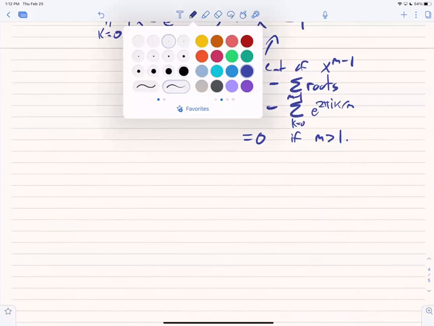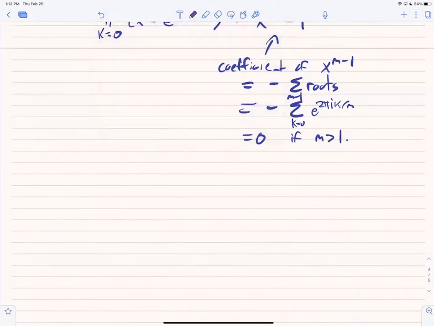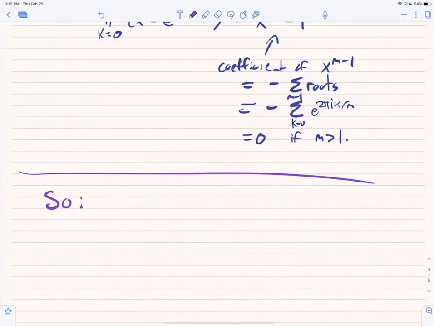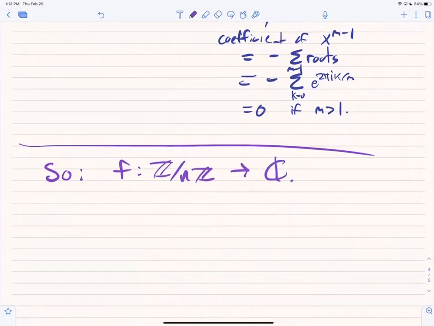And what this means, just like Fourier analysis on the circle, is that if we have a function from Z mod NZ to the complex numbers, then we can write it as the sum over all k in Z mod NZ, from k equals 0 to n minus 1, of f hat of k times chi k.